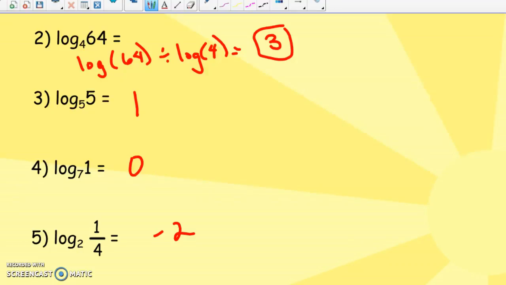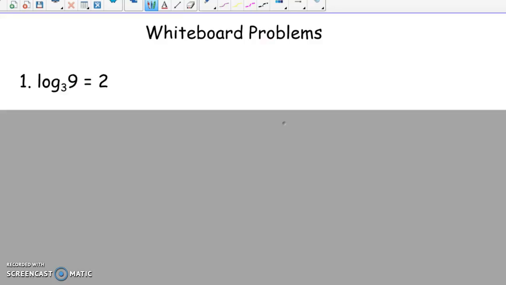Okay, so we're just going to work through just a couple problems with the whiteboard. So if you want to grab a board, a marker, and an eraser. Okay, so this one we're going to change to exponential form. So go ahead and pause the video as you work through. Okay, we start with the base number of 3 to the second power equals 9.